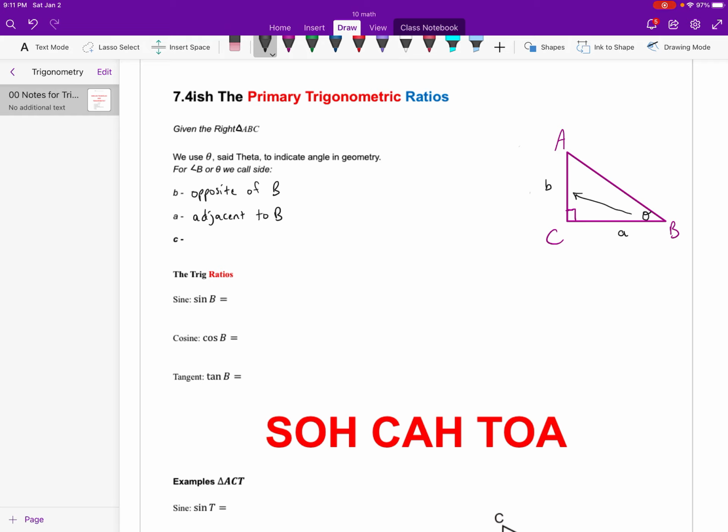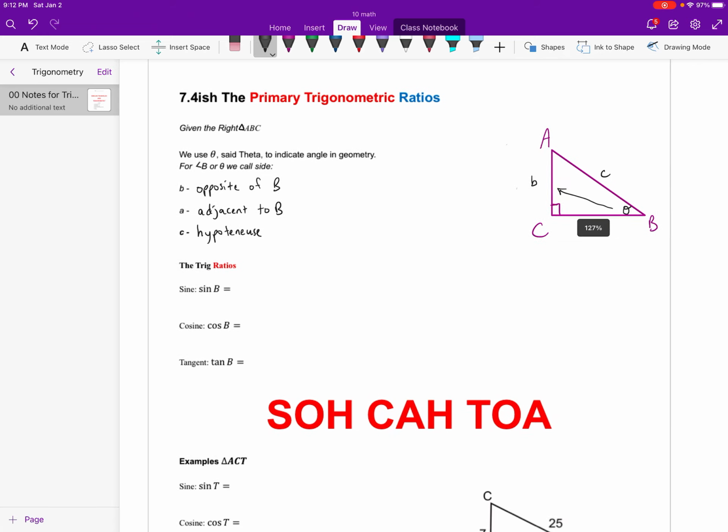And side C here is called the hypotenuse. So side C is right here, and notice that the hypotenuse is the side opposite the right angle.